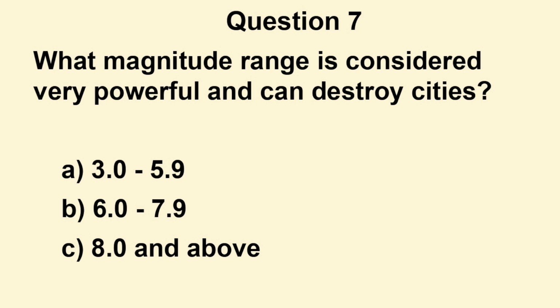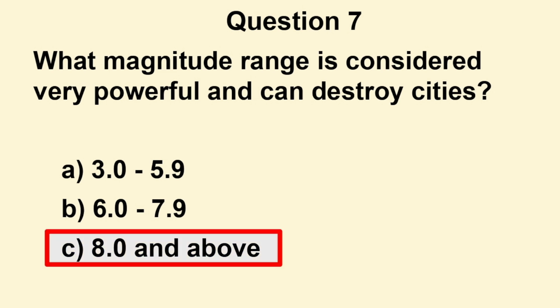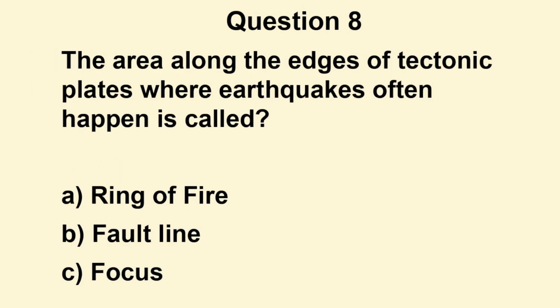Question 7. What magnitude range is considered very powerful and can destroy cities? A. 3.0 to 5.9. B. 6.0 to 7.9. C. 8.0 and above. Question 8. The area along the edges of tectonic plates where earthquakes often happen is called A. Ring of Fire. B. Fault line. C. Focus.